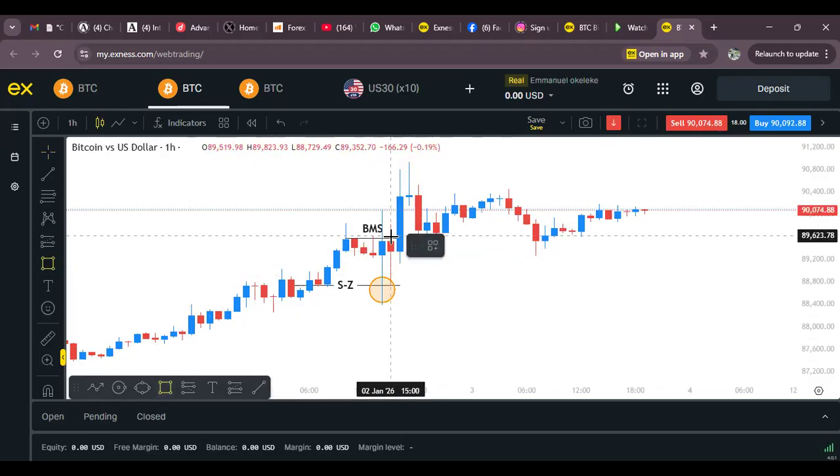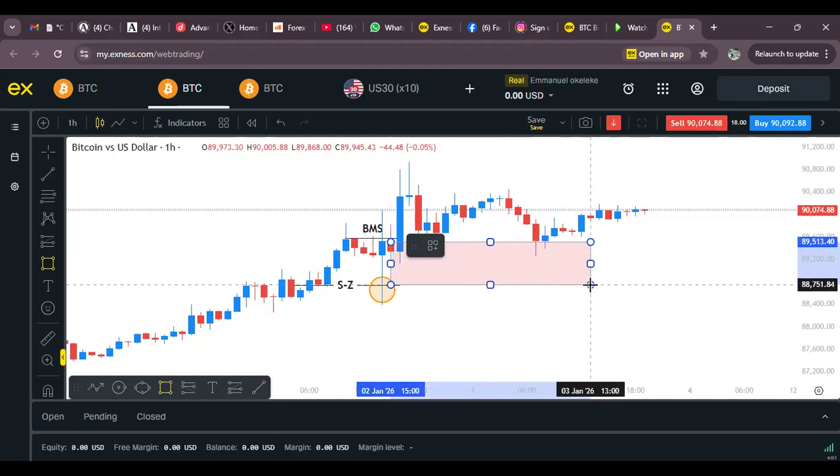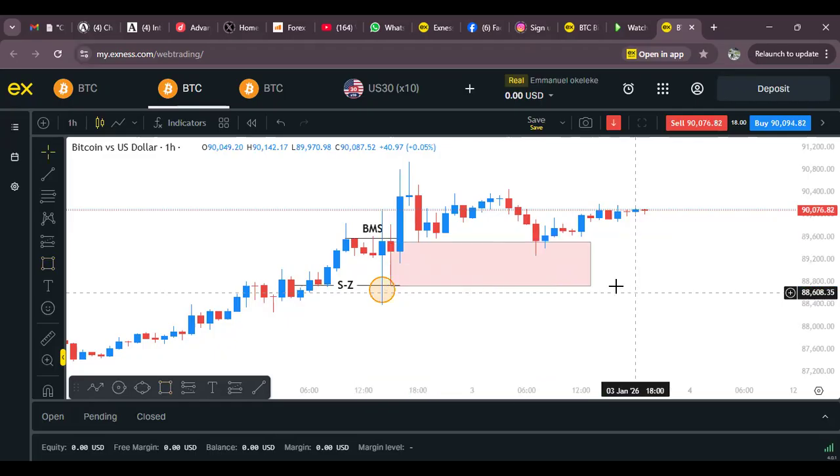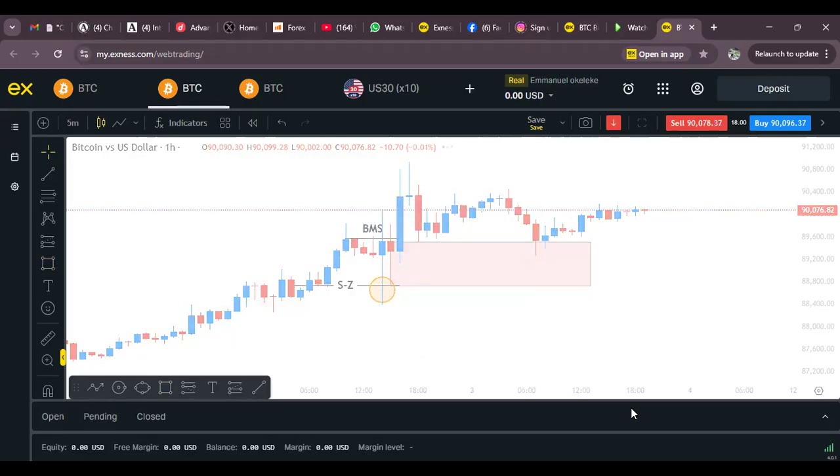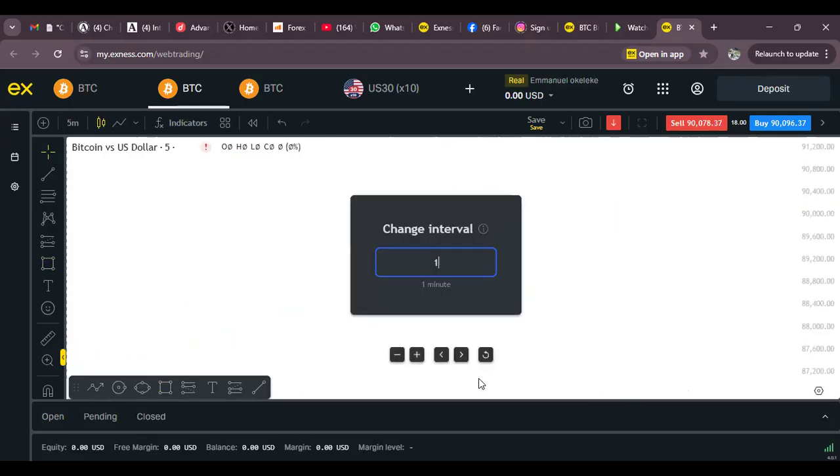To our analysis that we had in the morning on BTC. But since price didn't come to it, because this was the OB, but this OB was too big for entry, even though price tapped into it. And that was why I refined to 5 minutes.